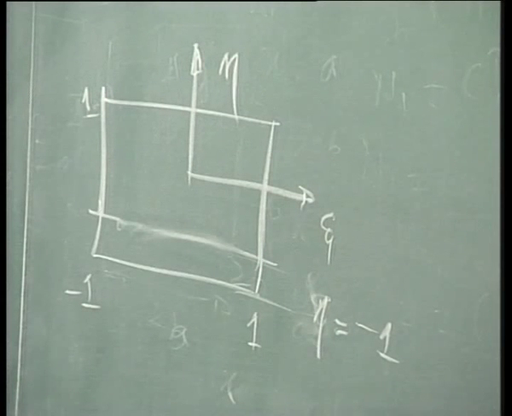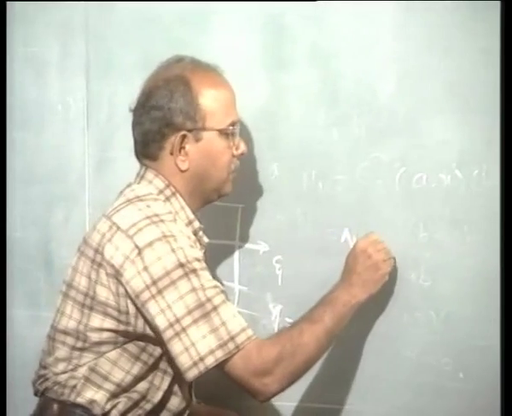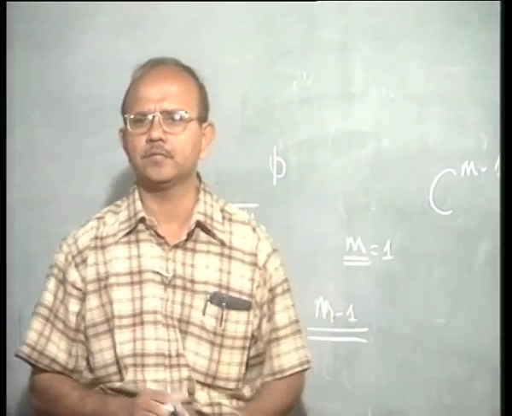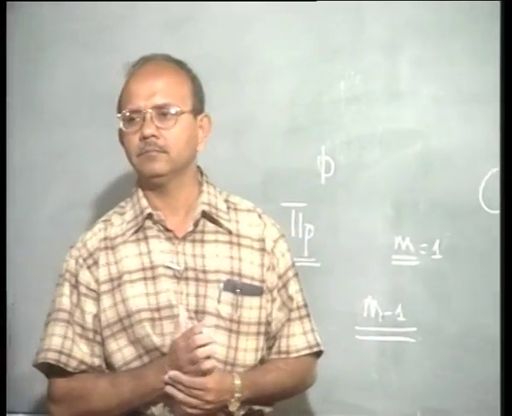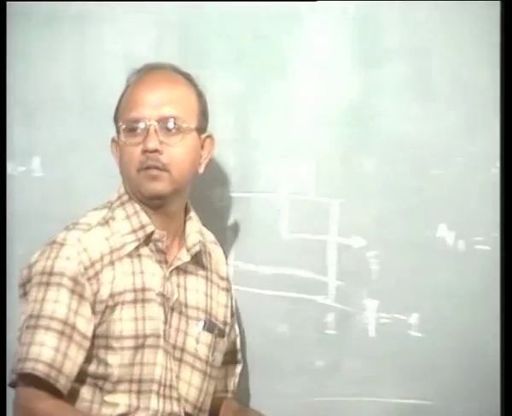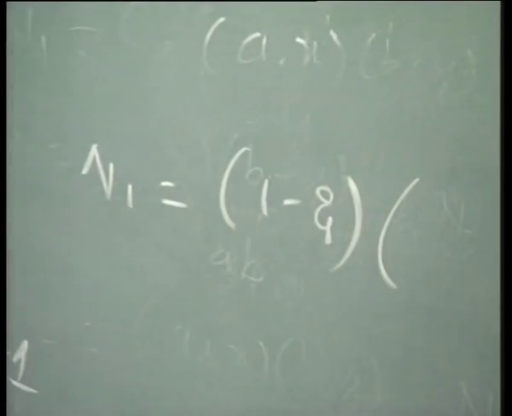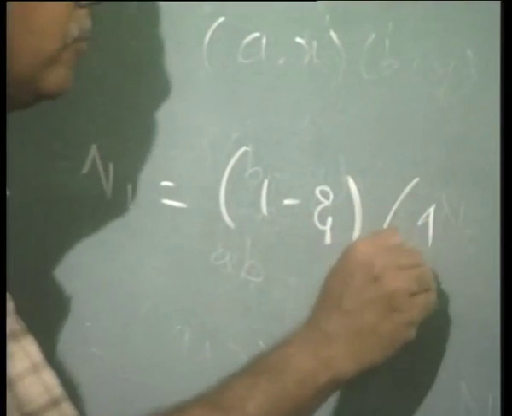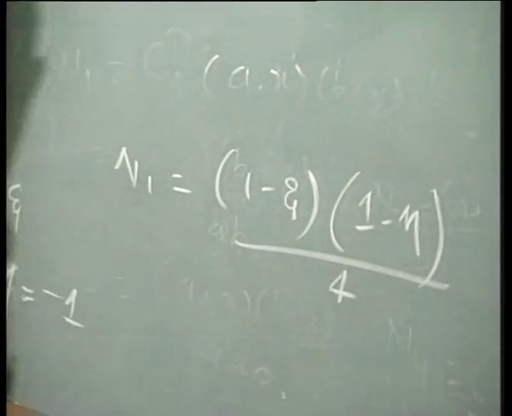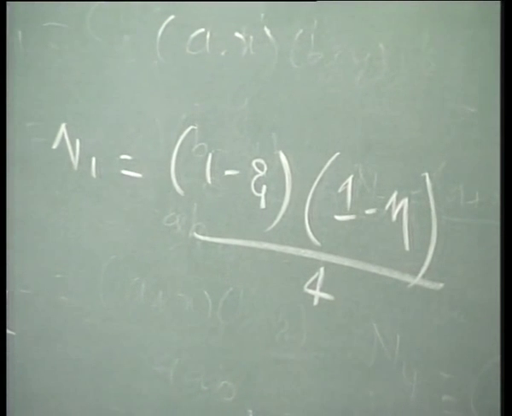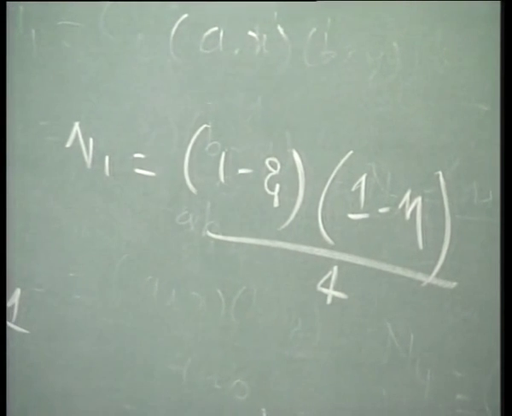Yeah, what is it that you get? n1, what is n1? Very simple, straightforward, but you just do it with this. 1 minus psi, is it eta minus 1 or 1 minus eta? 1 minus eta, okay, 1 minus eta by 4, that's it. 1 minus psi into 1 minus eta by 4. So you can now write it down by inspection.